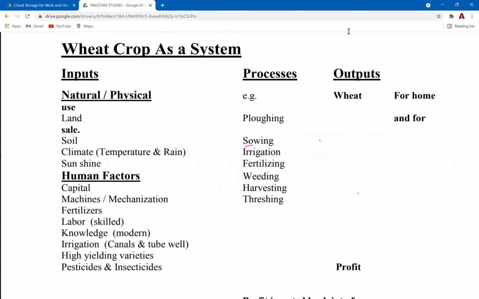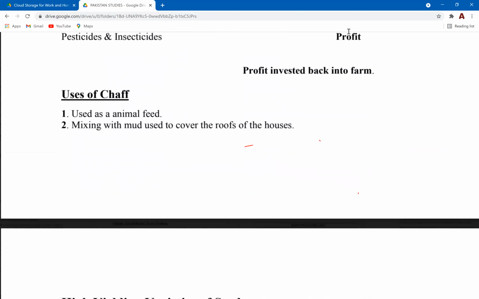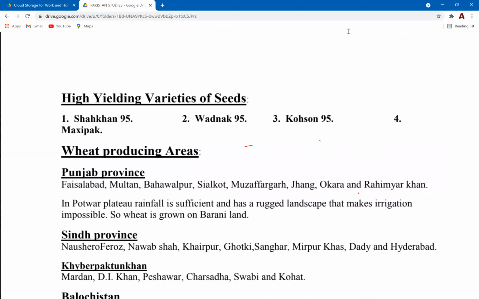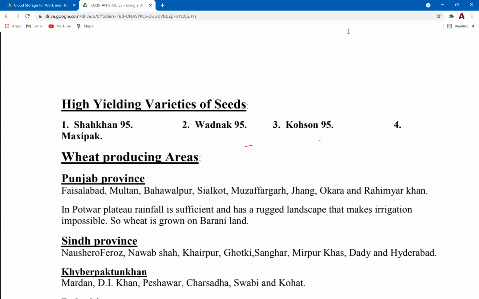Wheat is a crop system. You can just ignore this because we've already studied these crop systems. High yielding varieties. Okay, these are some of the names of the HYV seeds that can be used. Shahkhan, Wadnak, Posan, Maxipac. So these are all the seeds that are available in Pakistan for these agricultural productions.